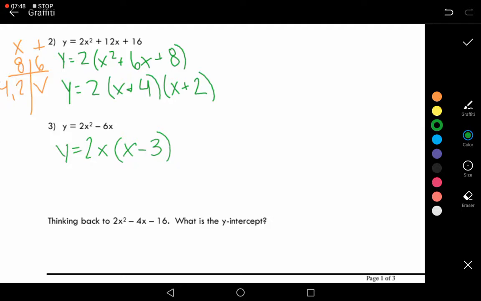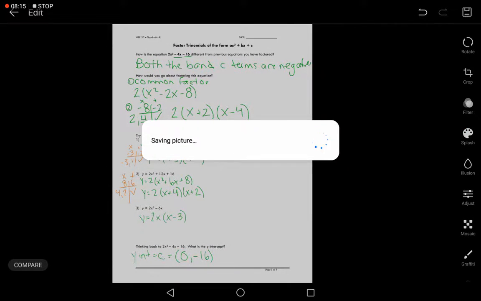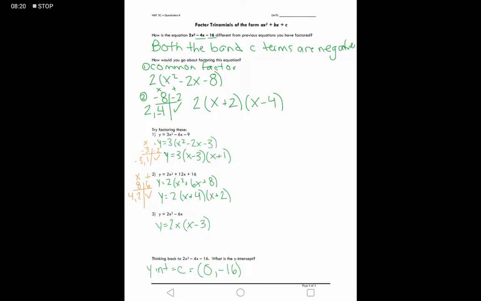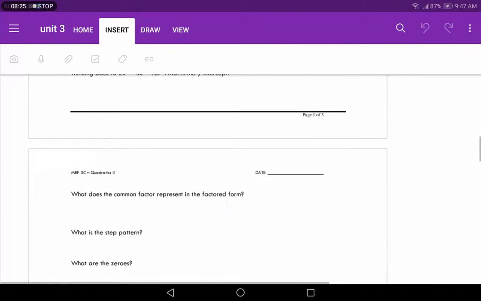Okay, so that was just a quick review of factoring. So now it says, thinking back to 2x squared minus 4x minus 16, what is the y-intercept? Okay, you have to remember the y-int is our c value. Okay, so that means our y-intercept is at 0, -16. Okay, and we're going to continue with that concept. Like I said, this one's a bit longer. We've got 3 pages here. I will pull up the next one.